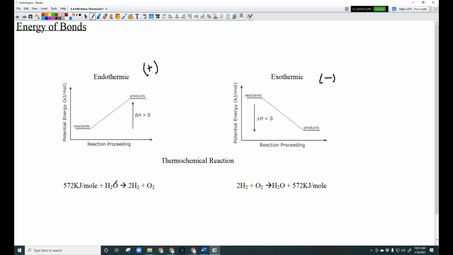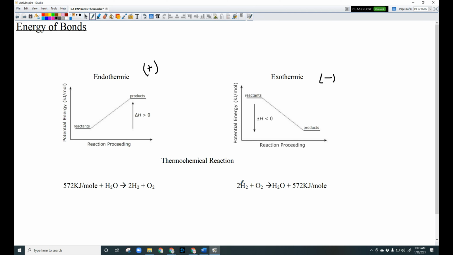So it's plus H2O, and that's going to yield 2 moles of hydrogen gas and a mole of oxygen gas. So we see here that the energy value is incorporated as part of the reaction. When it's on the reactant side like this, it's endothermic. It takes heat put into the reaction to get the products.